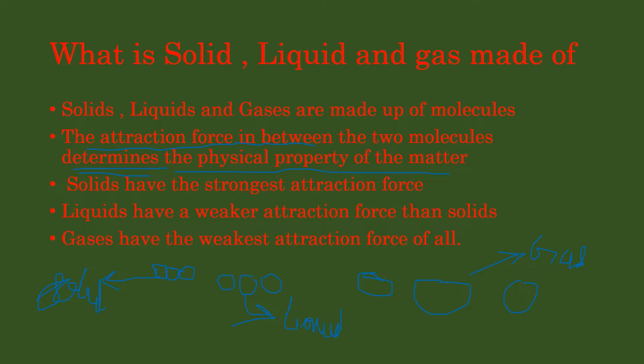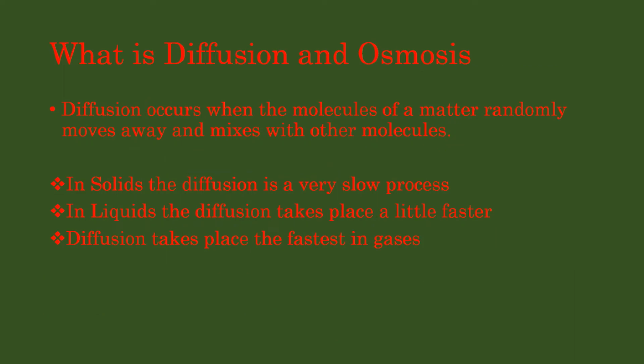Now next we are going to see the advantages of liquids and gases having a weak attraction force, that is diffusion and osmosis. Now see, diffusion occurs when the molecules of a matter randomly move away and mix with the other molecules. In solids, diffusion is a very slow process. In liquids, diffusion takes place a little faster. Diffusion takes place the fastest in gases.